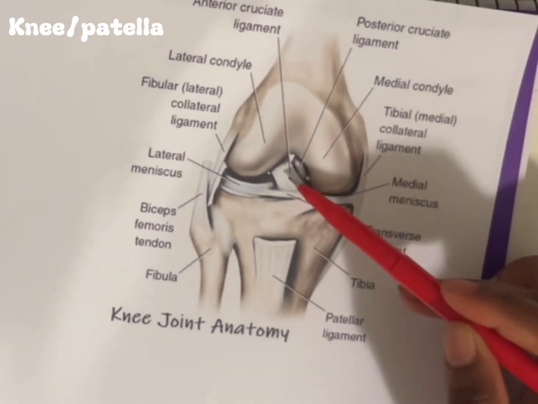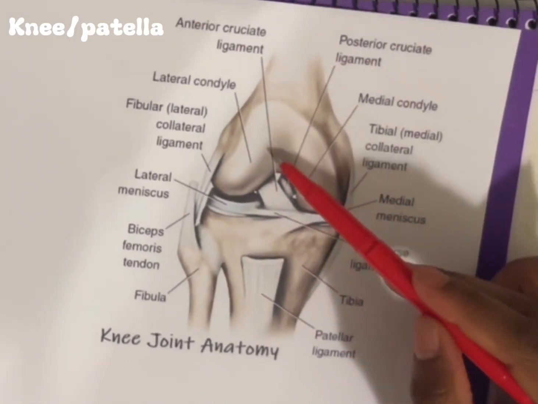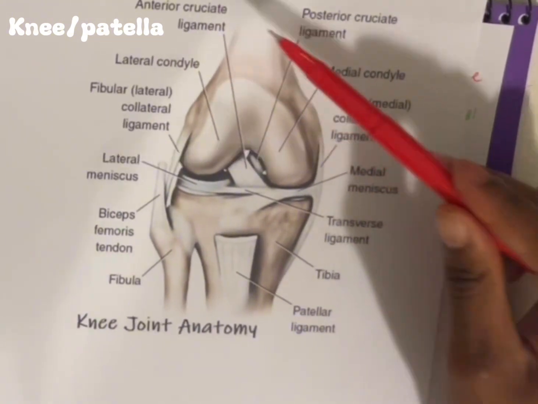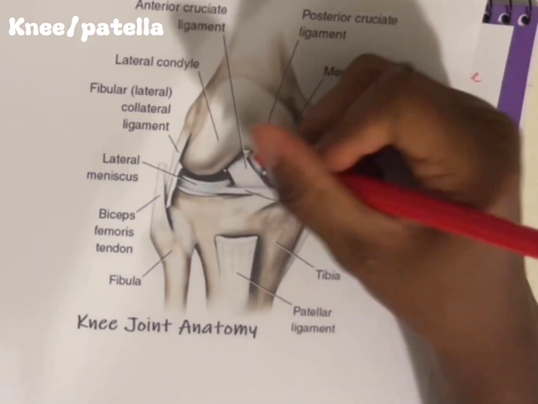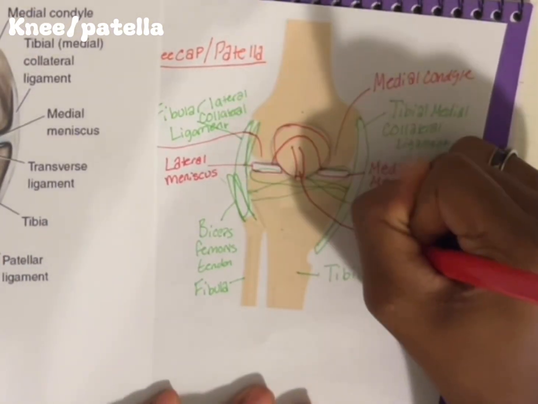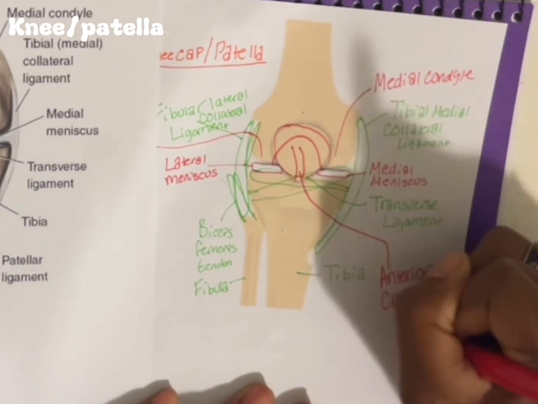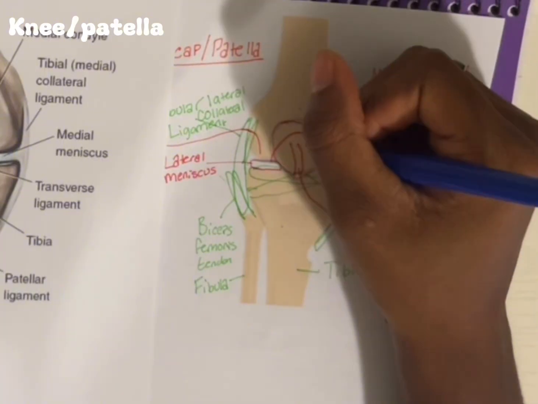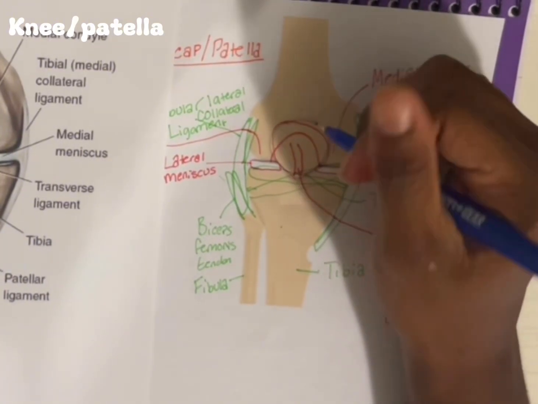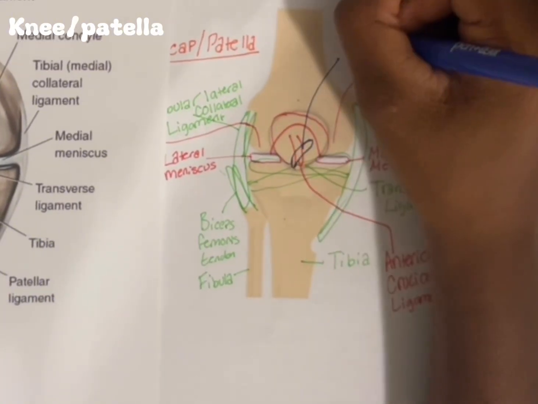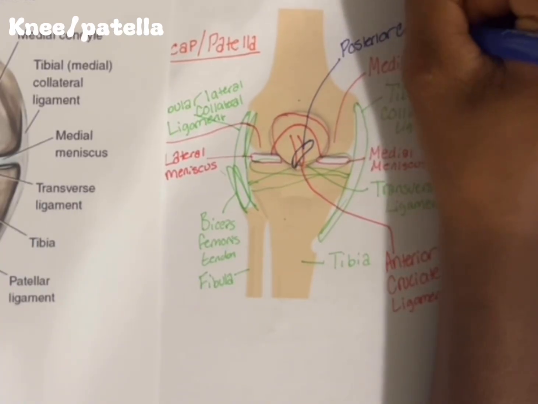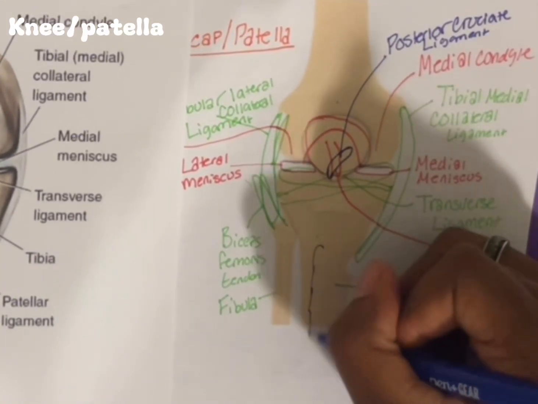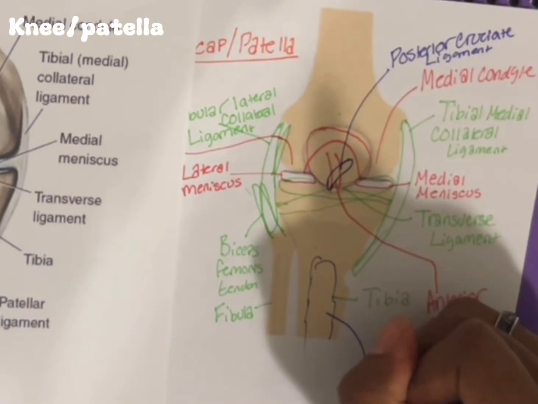And then we've got your anterior cruciate ligament. This anterior cruciate ligament is also called your ACL. So if you've heard of the ACL, that's what it is. I'm going to put anterior cruciate ligament here. It's just this one coming up. There are two in the back, and that is your posterior cruciate ligament, because it's behind the knee. And then if you look right here, this is going to be your patellar ligament.